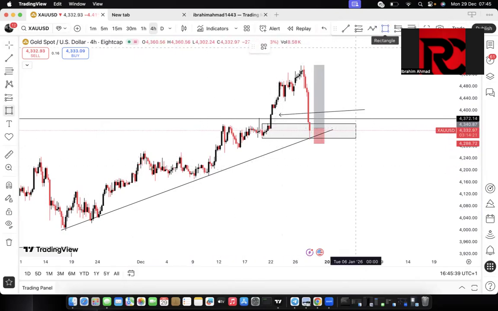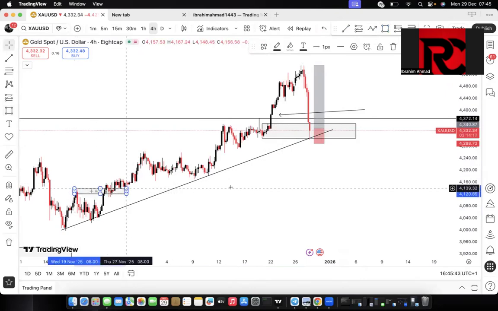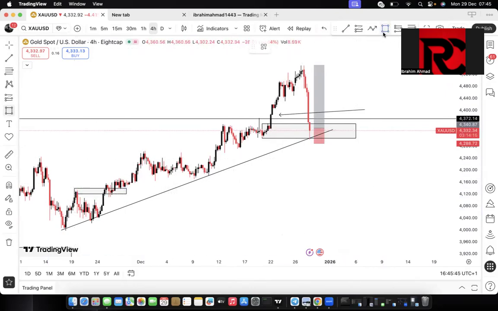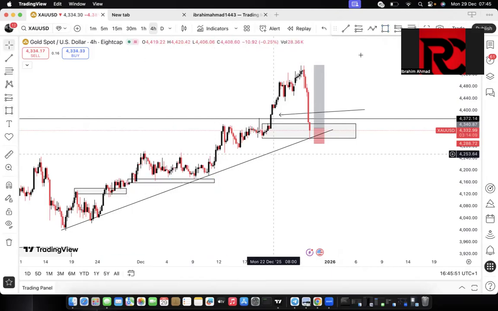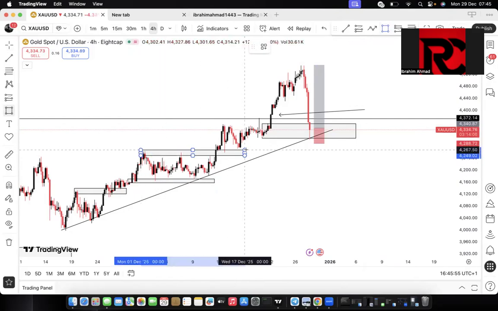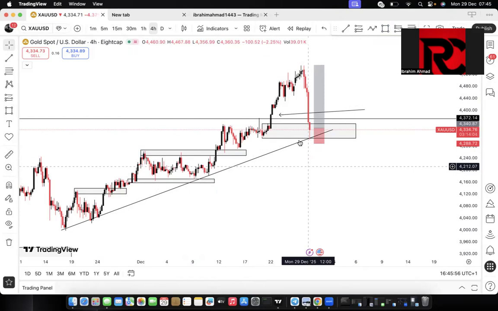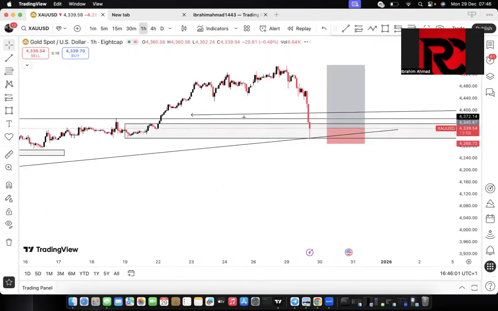So obviously price has been creating support zones. It has always been respecting it in this 4-hour time frame. Okay, so this is the last support area. Expecting price to respect this zone, right?